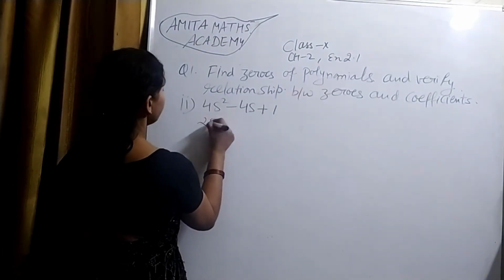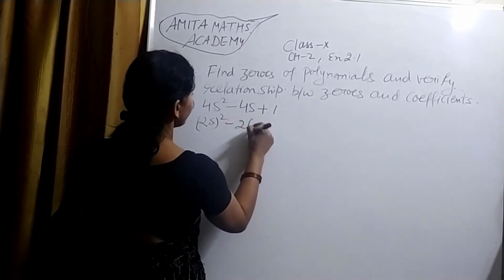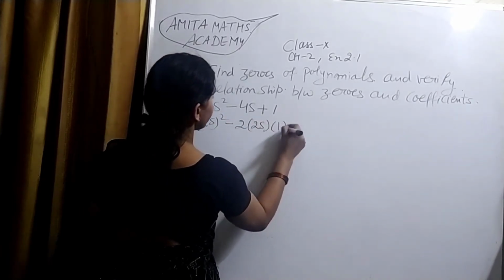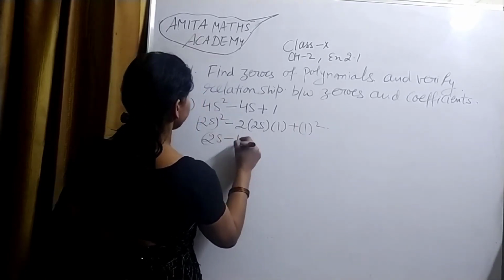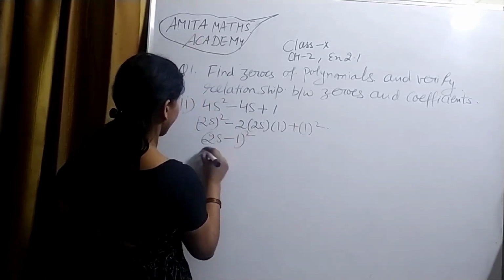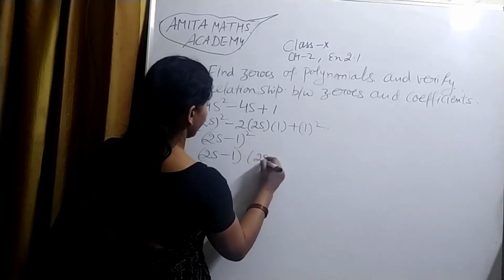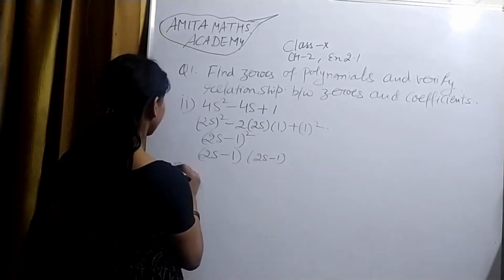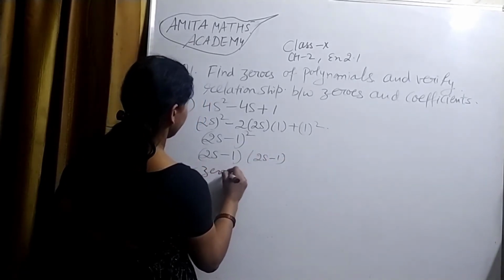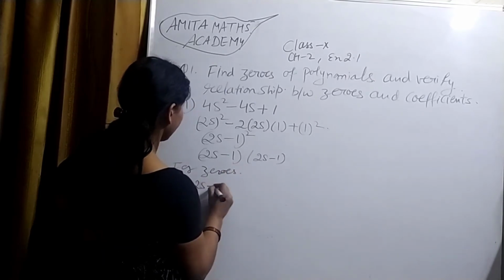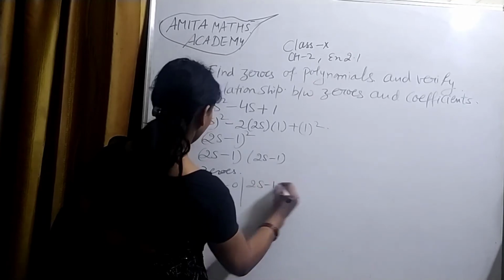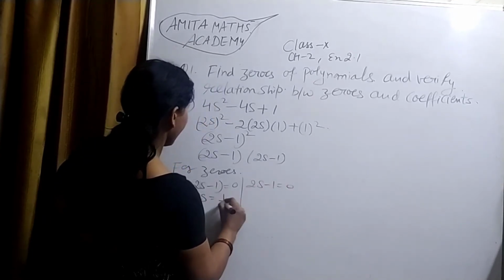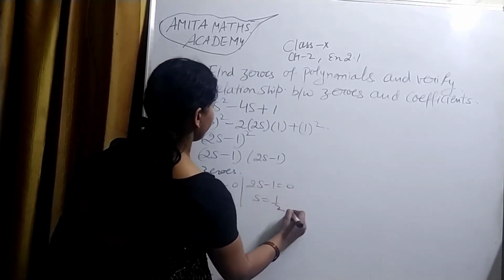Now for the next polynomial: 4x square minus 4x plus 1, which is 2x minus 1 whole square. That means 2x minus 1 and 2x minus 1. So for zeros, 2x minus 1 equal to 0 and 2x minus 1 equal to 0. I got x is equal to 1/2 and x is equal to 1/2.